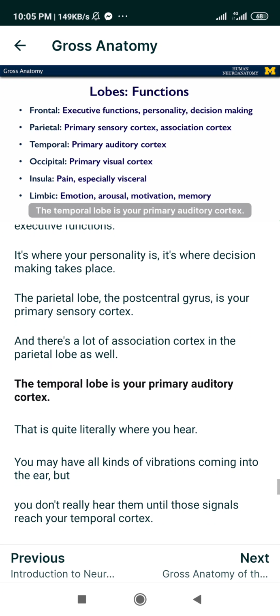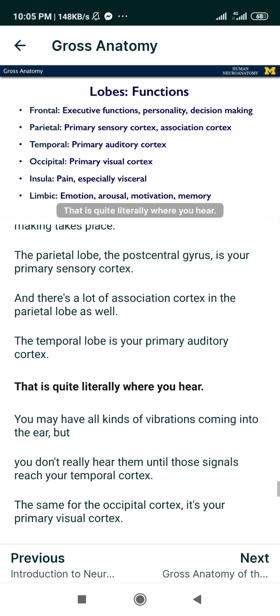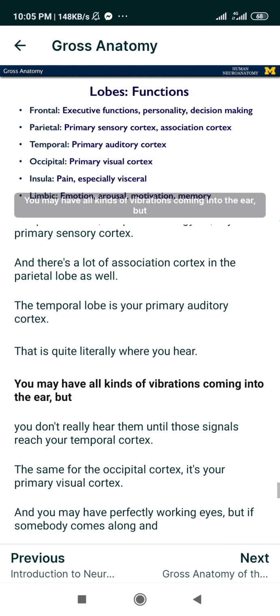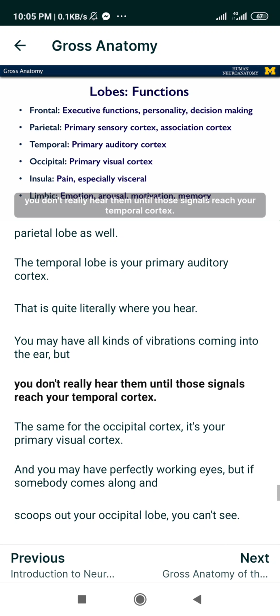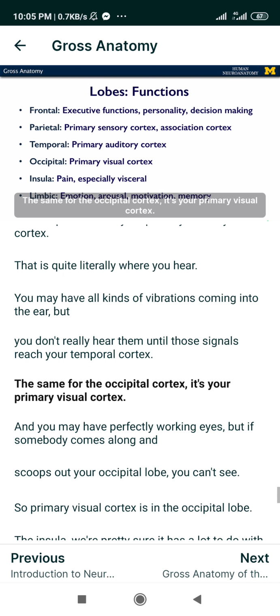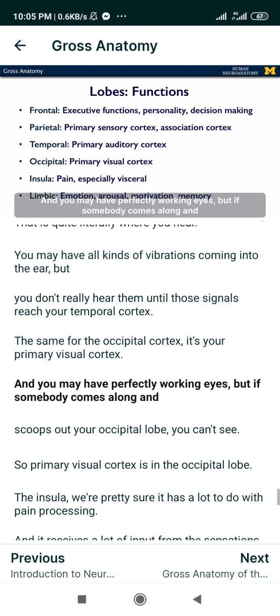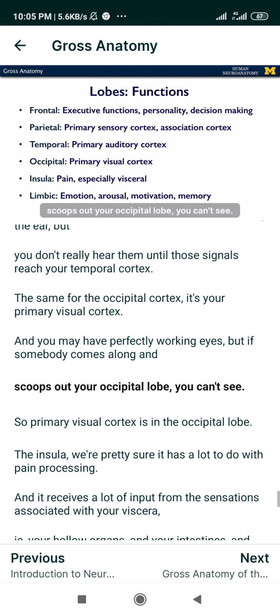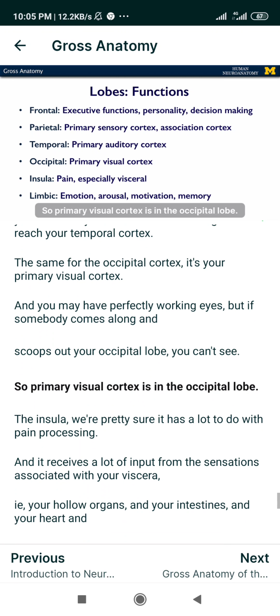The temporal lobe is your primary auditory cortex. That is quite literally where you hear. You may have all kinds of vibrations coming into the ear, but you don't really hear them until those signals reach your temporal cortex. The same for the occipital cortex. It's your primary visual cortex. You may have perfectly working eyes, but if somebody comes along and scoops out your occipital lobe, you can't see. So primary visual cortex is in the occipital lobe.